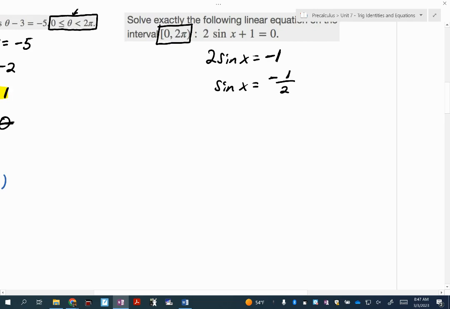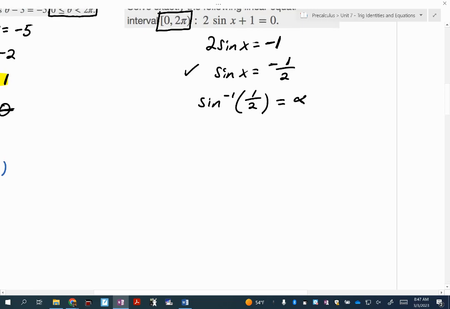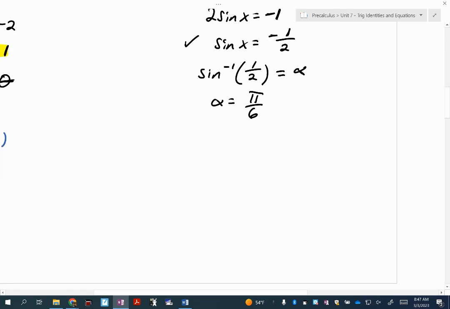All right, so now watch, this is different. We haven't done this yet. We've isolated our trig function. So I'm going to write sine to the negative first power of positive 1/2. Notice I know it says negative, but I know that's -1/2. I'm putting positive to find what we call our reference angle, okay? So hopefully you know from your table the sine of pi over 6 is 1/2. All right, so I'm not saying the answer is pi over 6.